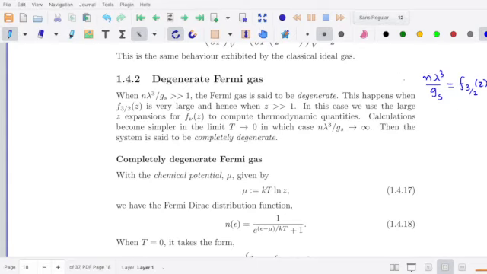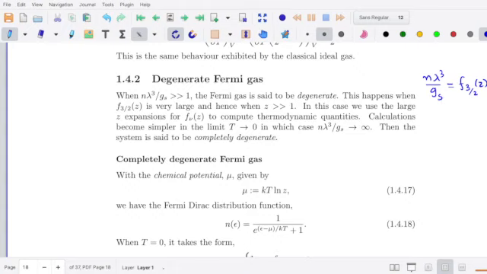Now lambda cubed is small when the temperature is high. So for low number densities and high temperatures, n lambda cubed by g_s is small, and this corresponds to the non-degenerate Fermi gas. On the other hand, when n lambda cubed by g_s is much larger than 1, we say that the gas is degenerate.